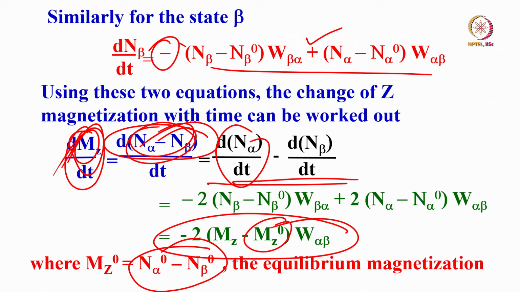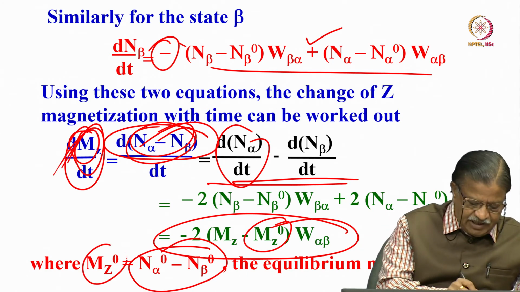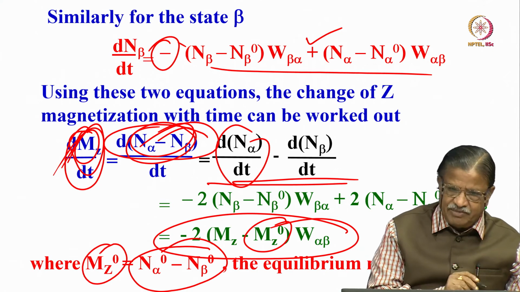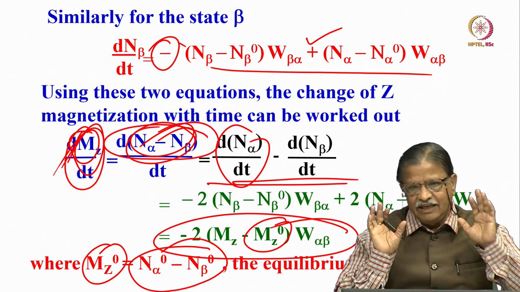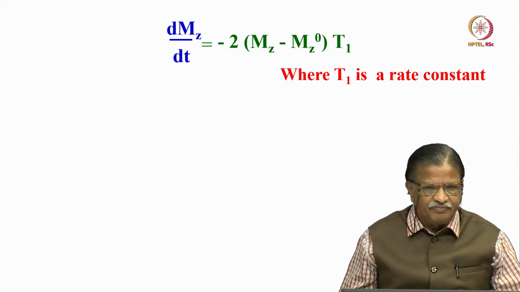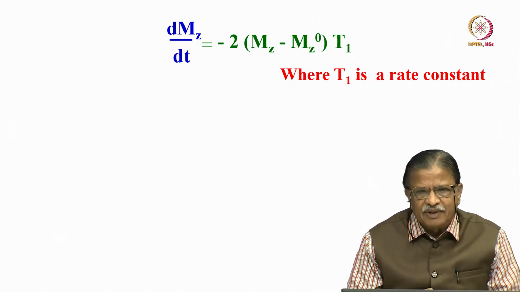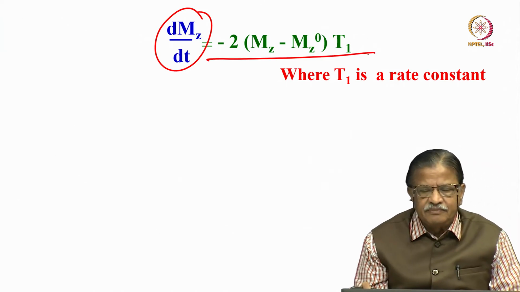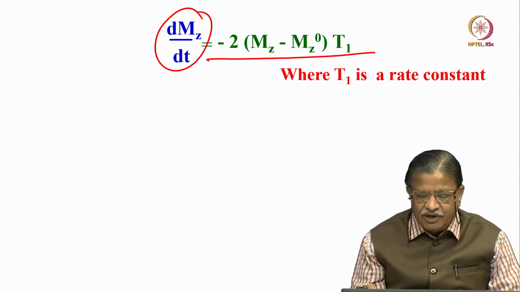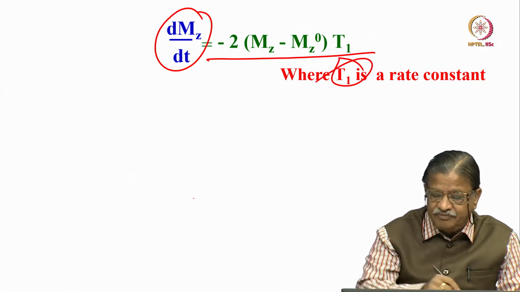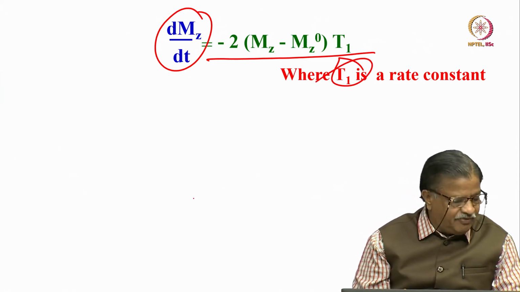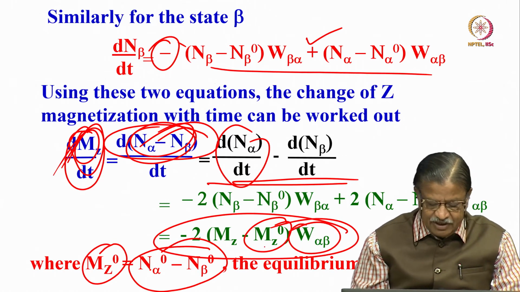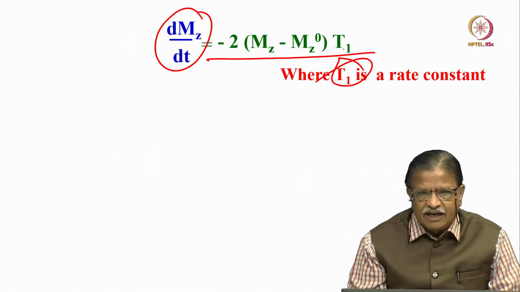It is the difference between the alpha and beta states in equilibrium. There is a net magnetization. That should be non-zero; there should be M0 at equilibrium. So I call M0 as n alpha 0 minus n beta 0. Fine. Now if you put it here, dMz by dt turns out to be this. Here I have put T1 as a rate constant, instead of this expression.